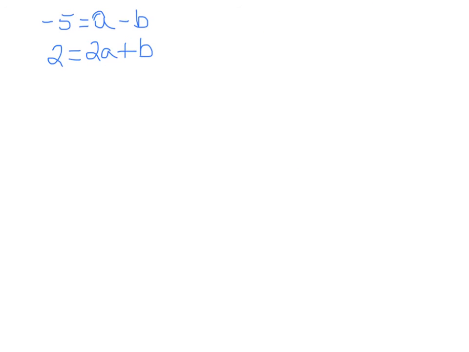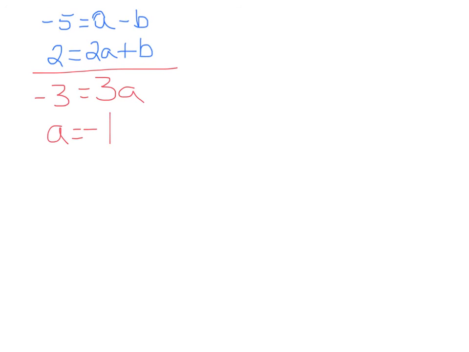Okay, so we're pretty lucky again in that this is set up perfectly to eliminate the b's. So I'm just going to add straight down again and get negative 3 equals 3a. We'll divide both sides by 3. A equals negative 1.